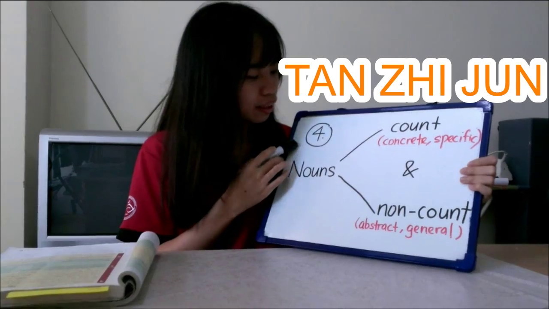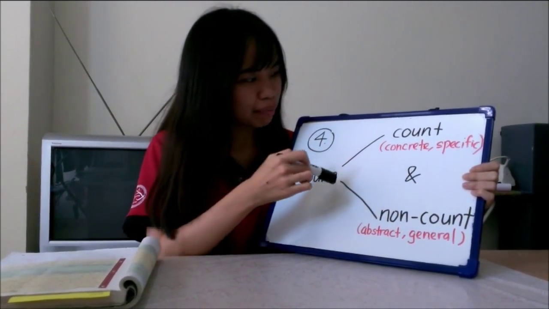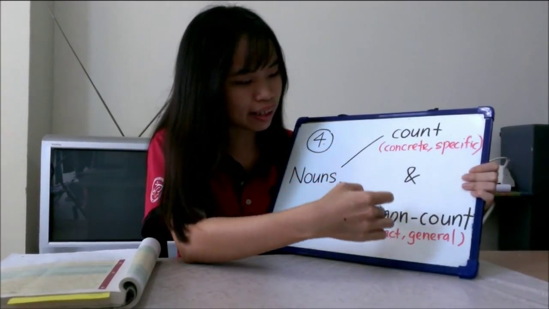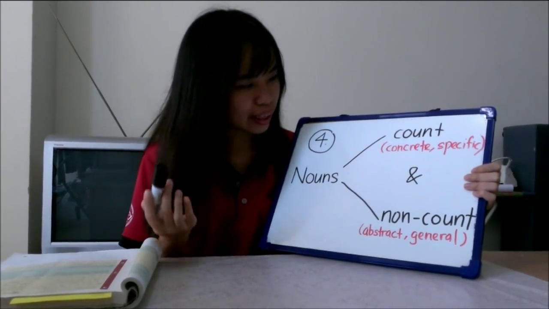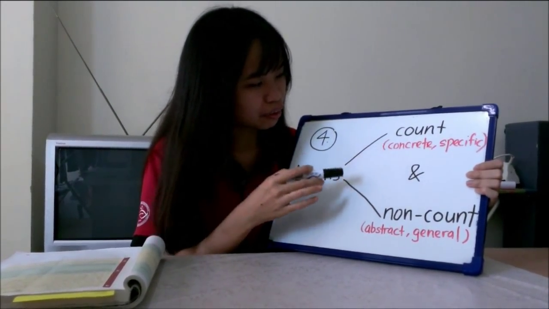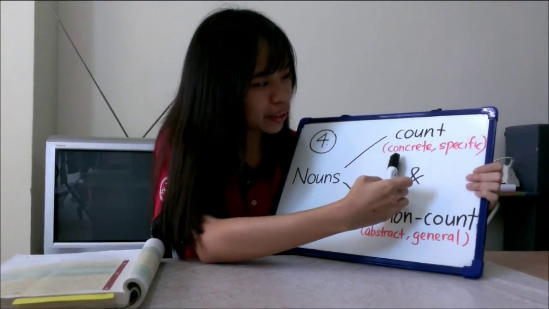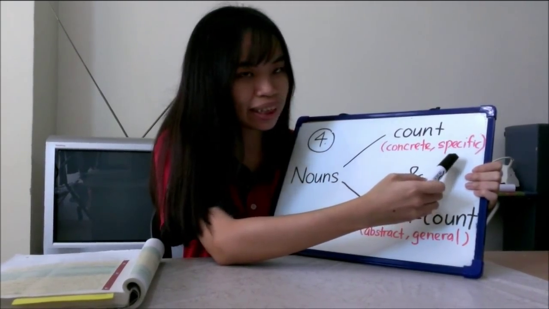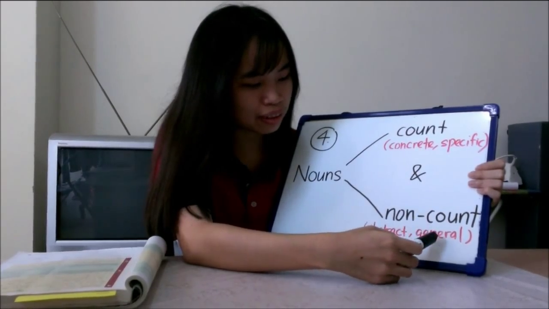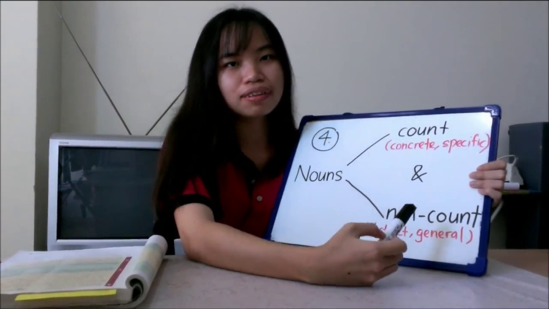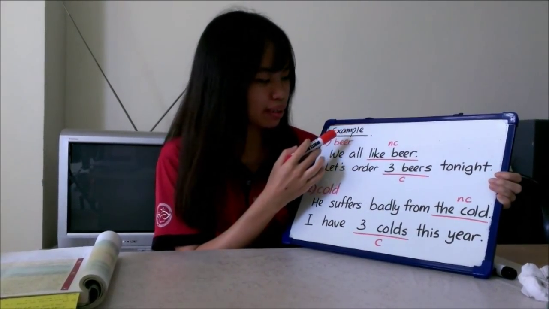Now I'm going to continue to talk about grammar number 4, which is that nouns can be separated into count nouns and non-count nouns, right? But there are cases where nouns can have both count and non-count meaning. Count nouns give a concrete and specific characteristic to a sentence, while non-count nouns give an abstract and general characteristic to a sentence. Now, let's look at some examples for you to understand better.